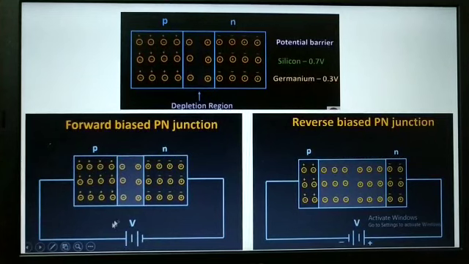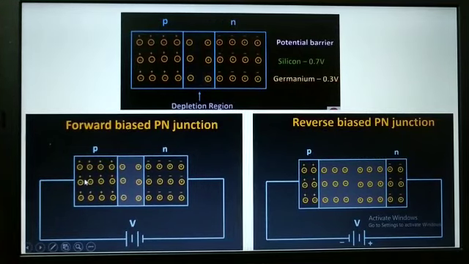So when an external voltage or external battery is connected to a p-n junction diode in such a way that the positive end of that battery is connected to the P type or P side, and the negative end of that battery is connected to the N side, right? So positive to positive, negative to negative. What happens is, when we switch on this power supply and the battery starts sending charges, these positive charges will go to the P side.